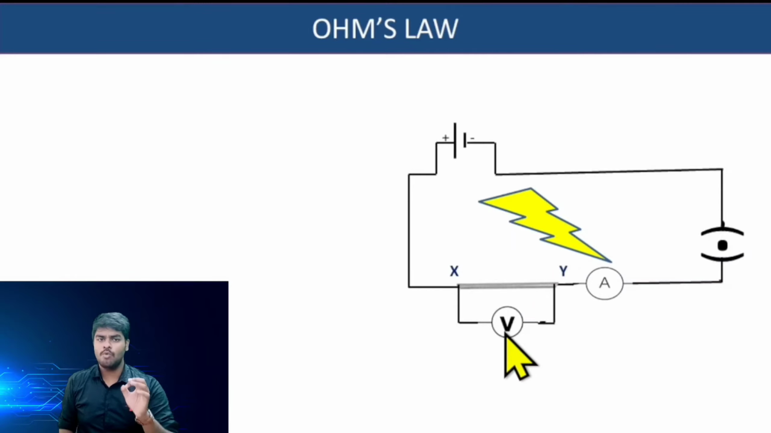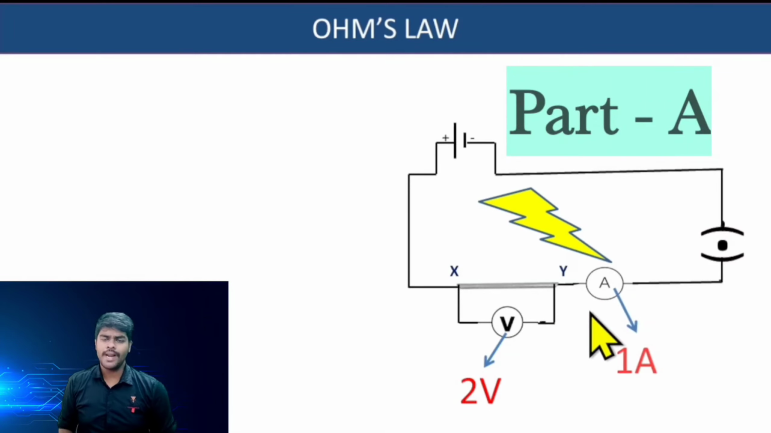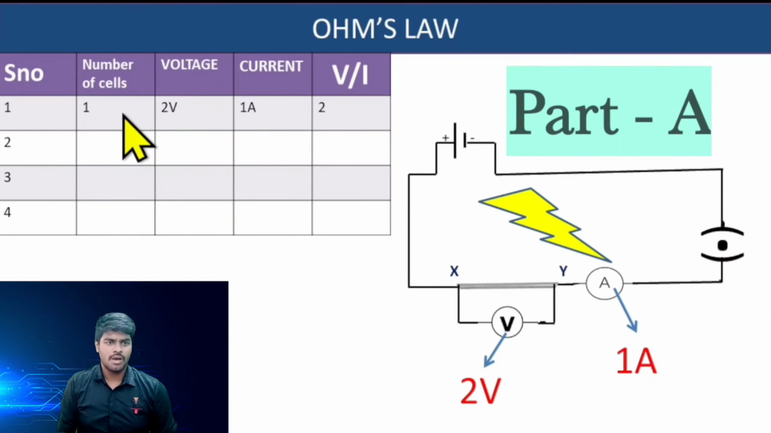Now I want to measure the voltage and current with the help of the voltmeter and ammeter. The voltmeter reading is 2 volt, the ammeter reading is 1 ampere. Just insert the values in this table. We have 4 parts in this experiment: part A, part B, part C, part D. In part A, we have only one cell. The voltage is 2 volt, the current is 1 ampere, and we have to find the ratio V by I.